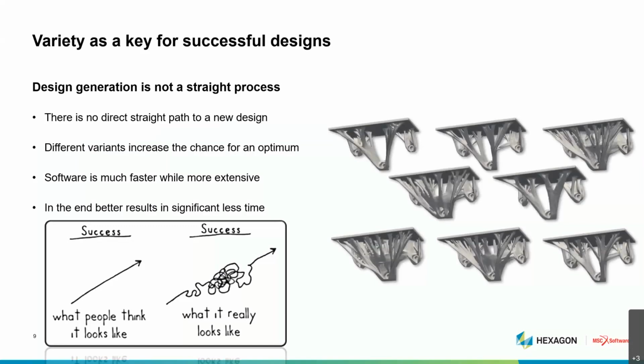Because like for this very simple part, just a bookshelf or something, it's mounted to the wall behind and some loads are coming from above. We can generate thousands of different designs that all meet the same requirements. All of them see the same loads, the same constraints. They might have different weights, but all of them meet the stress constraints as well. So all of them will withstand the loads.